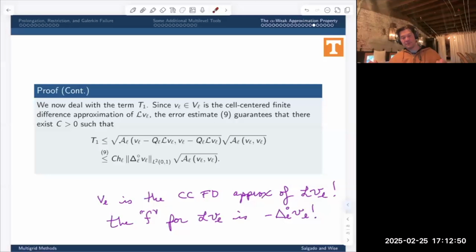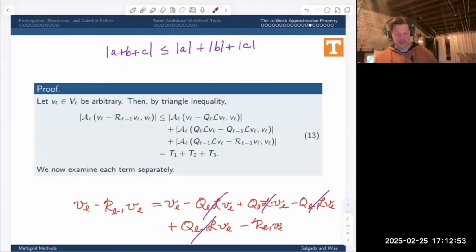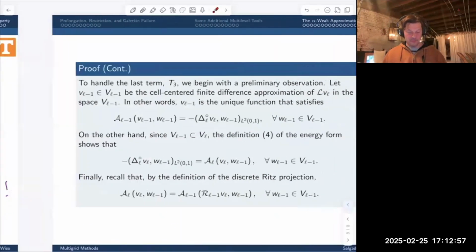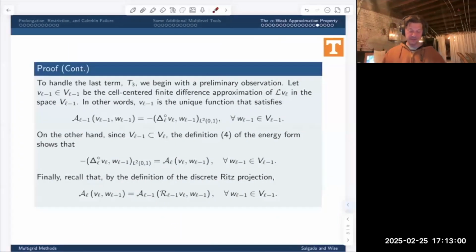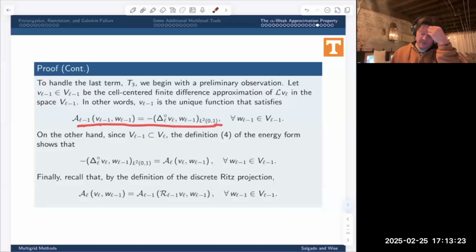So now let's go on to one of the other ones. Let's do T3 first. So we've done T1, let's handle T3 next. So we begin with a preliminary observation. Let's suppose that VL in VL minus 1 is the cell-centered finite difference approximation of this guy, but in this space. In other words, this VL minus 1 is the following unique solution. It's a unique solution that satisfies this approximation.